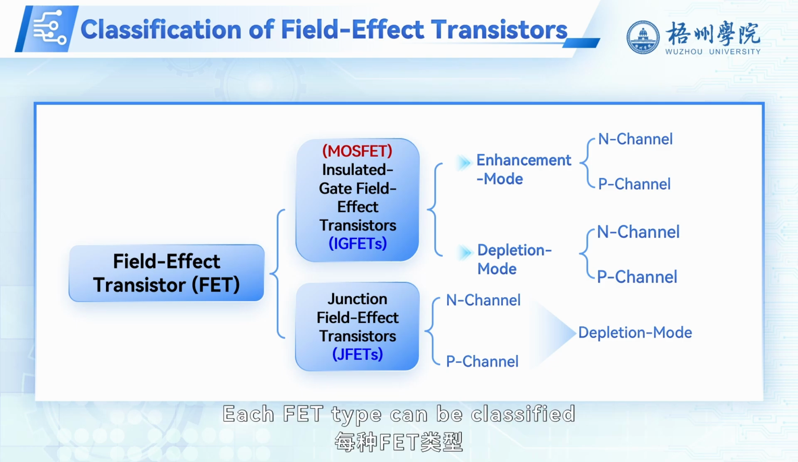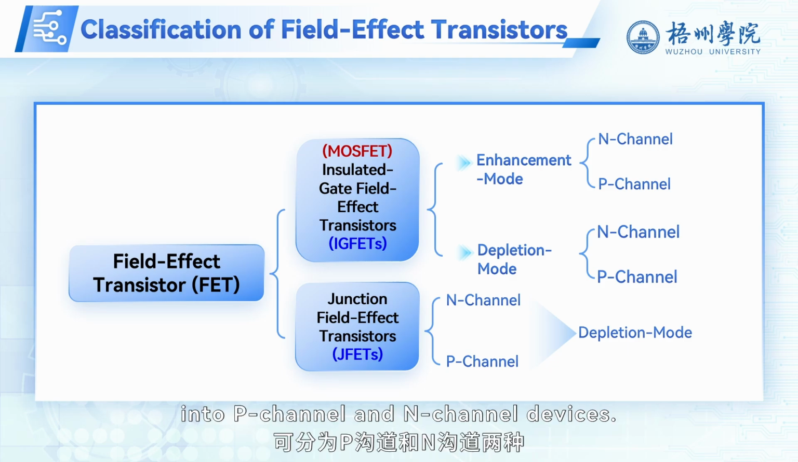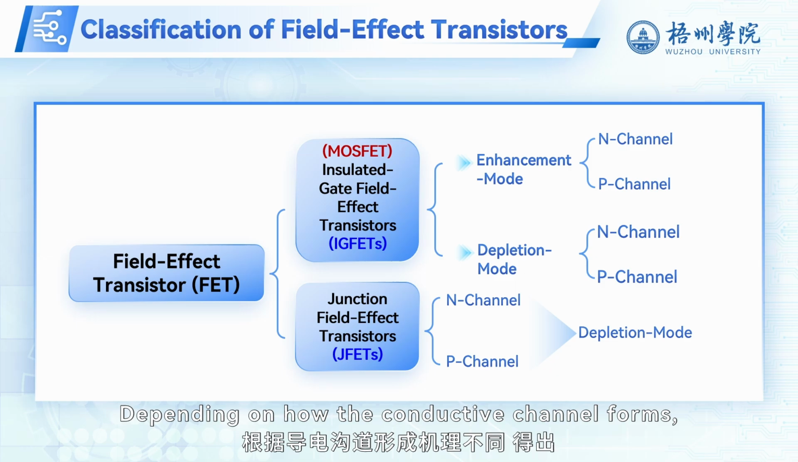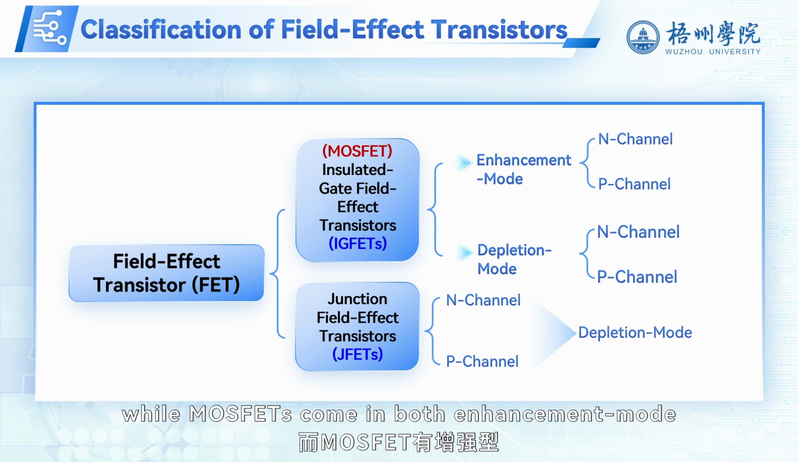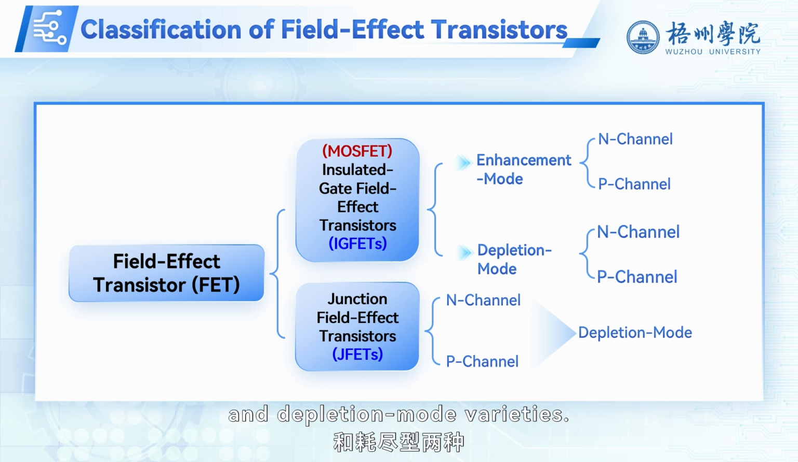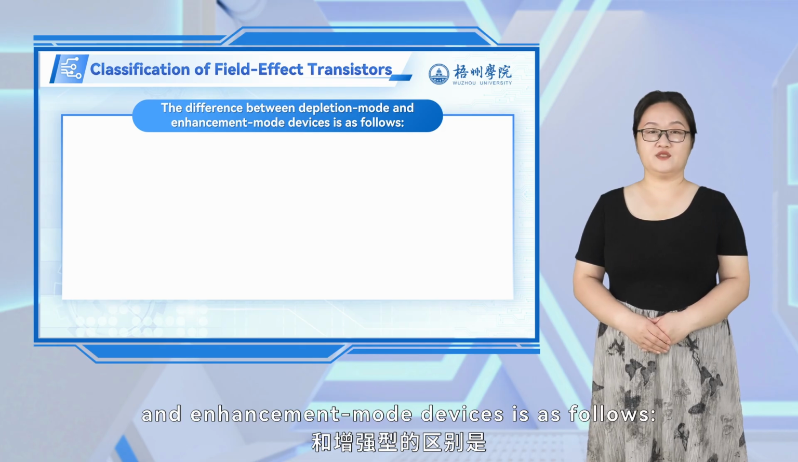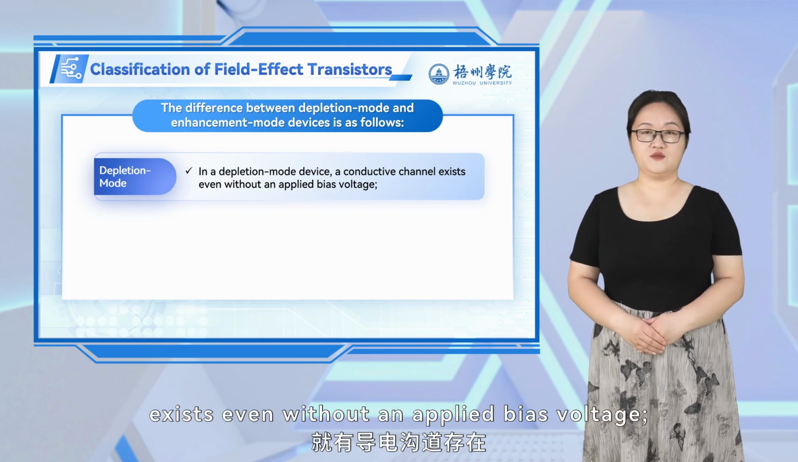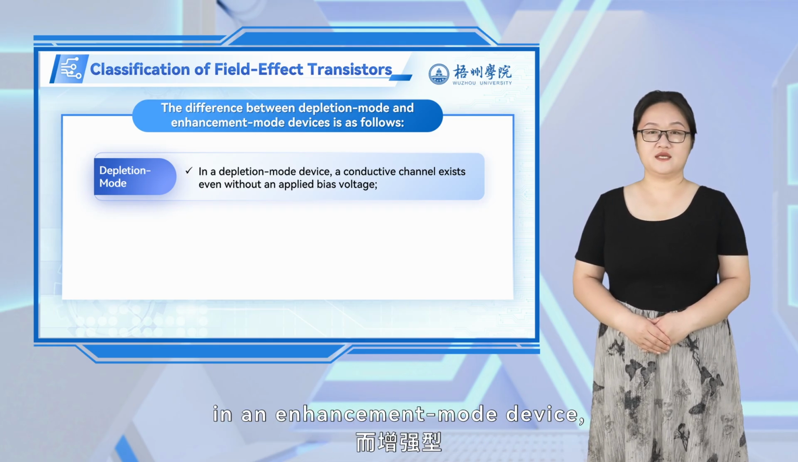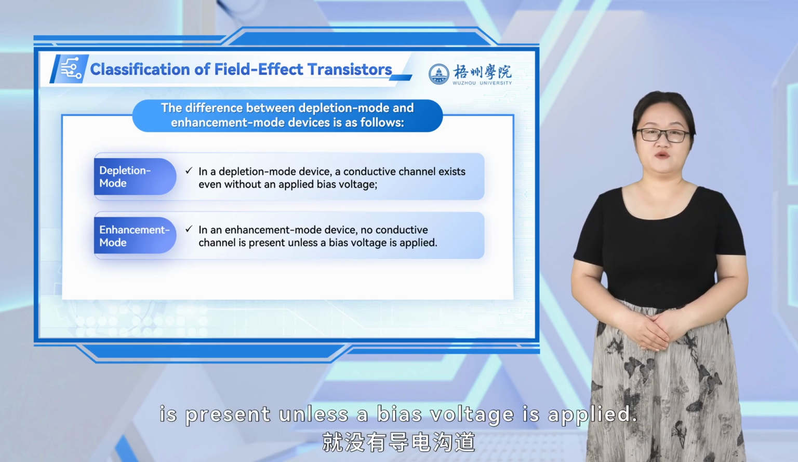Each FET type can be classified by the polarity of its charge carriers into P-channel and N-channel devices, depending on how the conductive channel forms. JFETs are depletion mode devices, while MOSFETs come in both enhancement mode and depletion mode varieties. The difference is as follows. In a depletion mode device, a conductive channel exists even without an applied bias voltage. In an enhancement mode device, no conductive channel is present unless a bias voltage is applied.